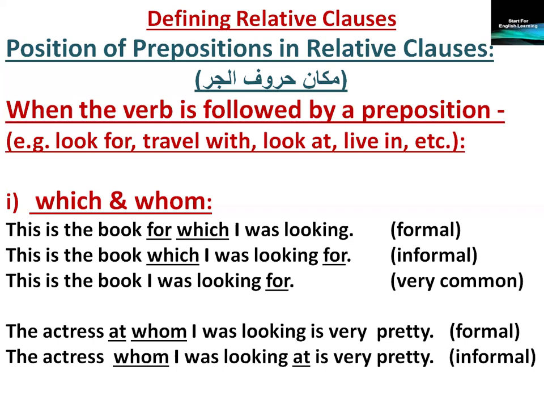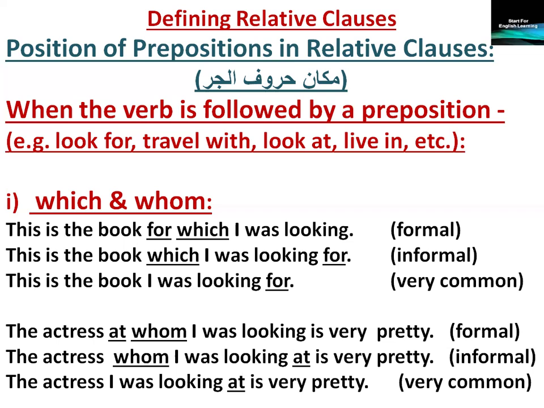The actress whom I was looking at is very pretty. This is the informal style. We put the preposition after the verb. The actress whom I was looking at is very pretty. The very common style: we remove the relative pronoun and we leave the preposition. The actress I was looking at is very pretty. Very common style.